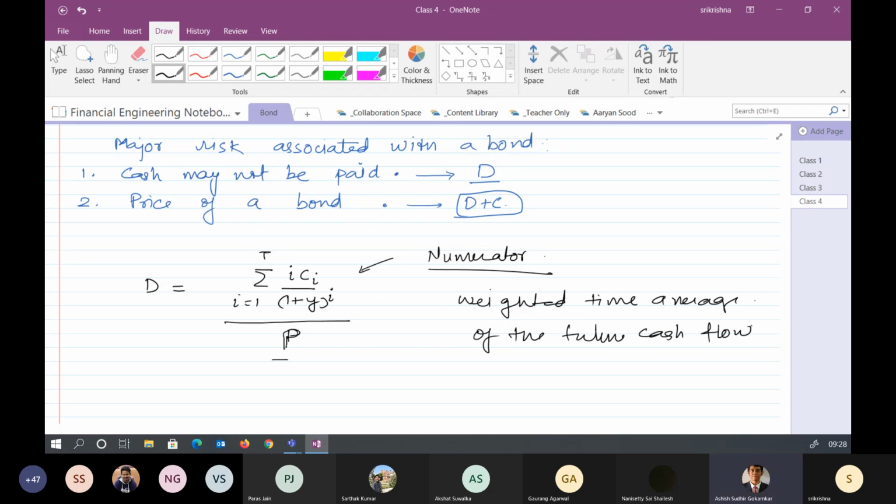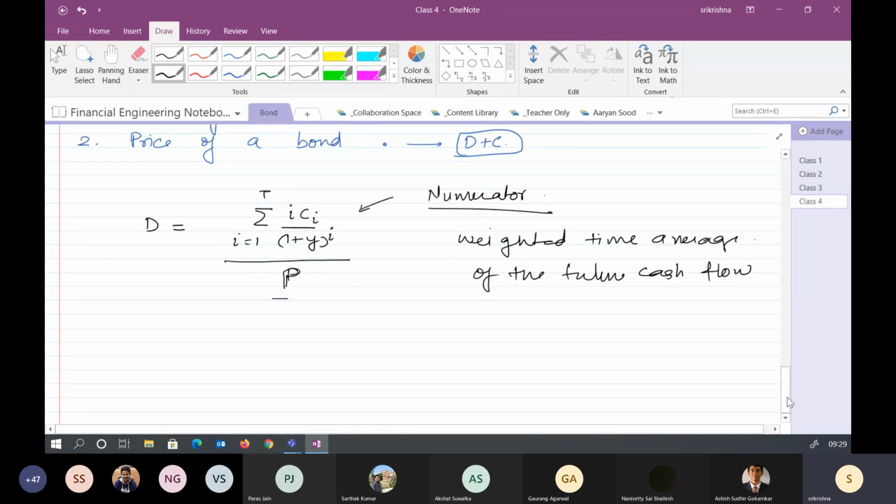Yes, sir. Paras, think about it. Yes, Akshat. Sir, I didn't get it, sir. Like how? Right. Okay. Suppose that we look at a 10% return bond, right? Akshat, is it okay? Yes, sir.